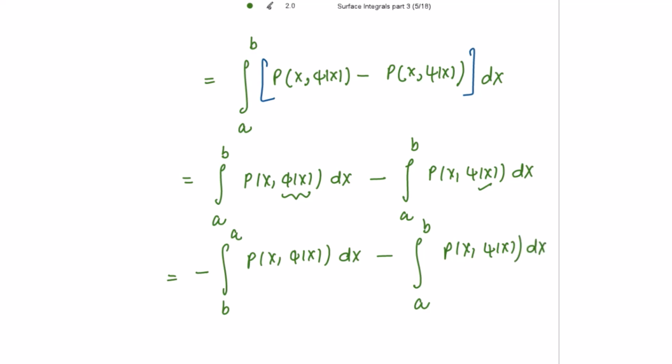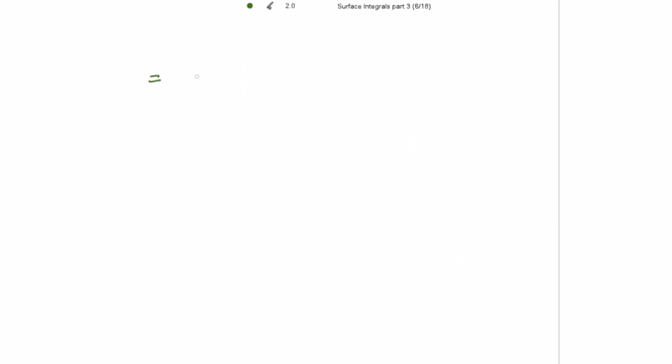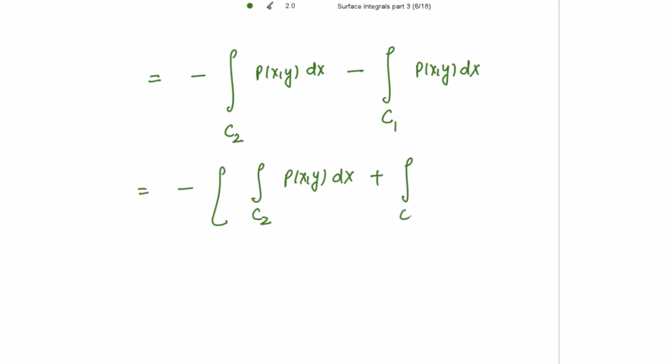Very fine. Okay. Now I can write this integral as, because this integral is from B to A, this is for the curve C2 and this integration is for the curve C1. And writing this phi(x) as y only and this xi(x) also as y, this is equal to minus the integration over the curve C2 P(x,y) dx minus the integration over the curve C1 P(x,y) dx. Taking minus outside, we get the sum of these two integrations.